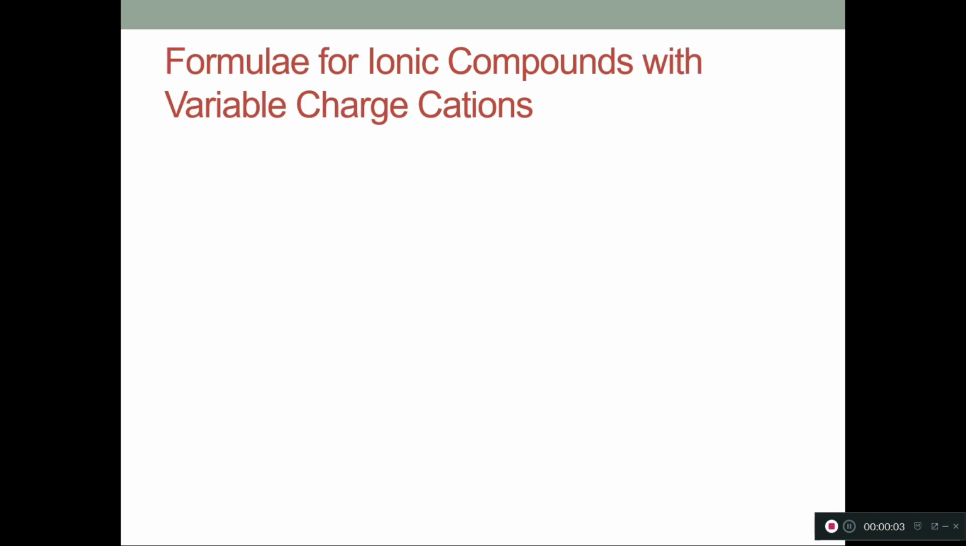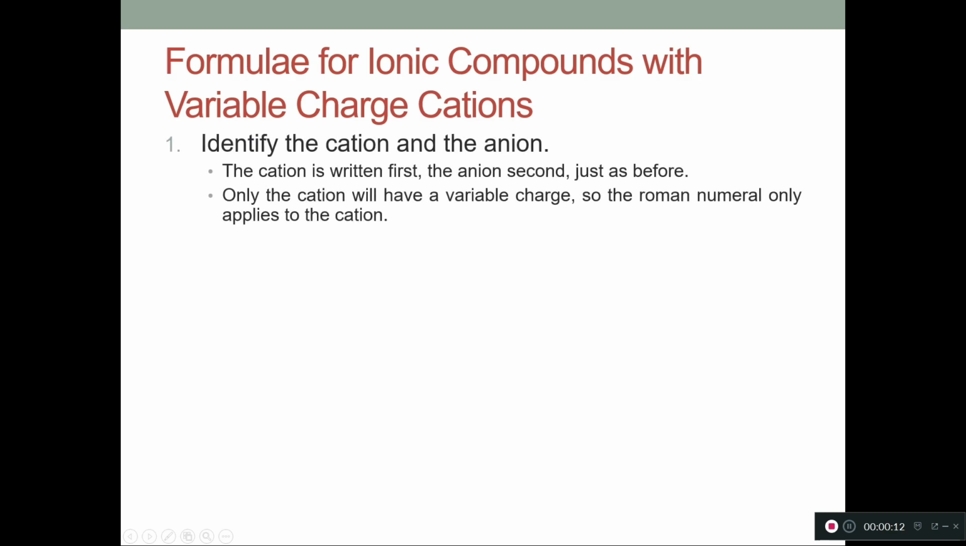When given the name, we want to come up with the formula for an ionic compound that can have variable charges. To do that, the first step is to identify the cation and the anion in the name. The cation, as before, is written first, the anion second, and only the cation will have a variable charge. As we'll see, there is a Roman numeral in parentheses in the name. It comes between the cation and the anion, and it only applies to the cation.